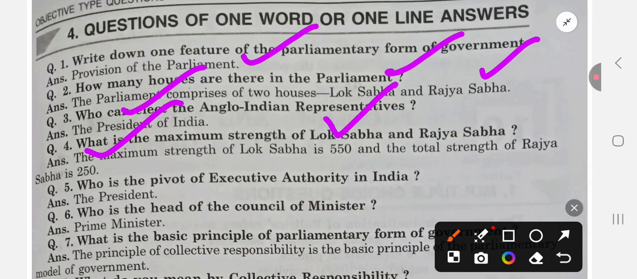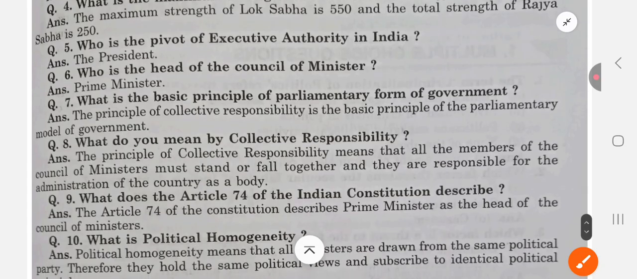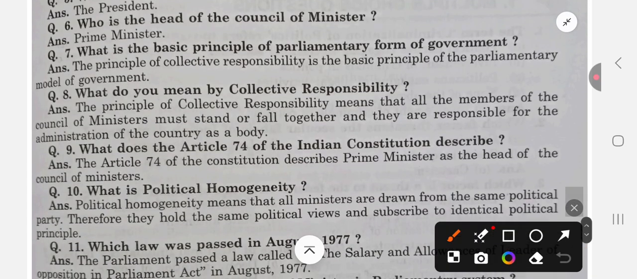Who is the pivot of executive authority in India? That is the President. Who is the head of the Council of Ministers? Prime Minister. What is the basic principle of parliamentary form of government? Collective responsibility. What do you mean by collective responsibility? Collective responsibility means all members of the Council of Ministers must stand or fall together. That is collective responsibility.